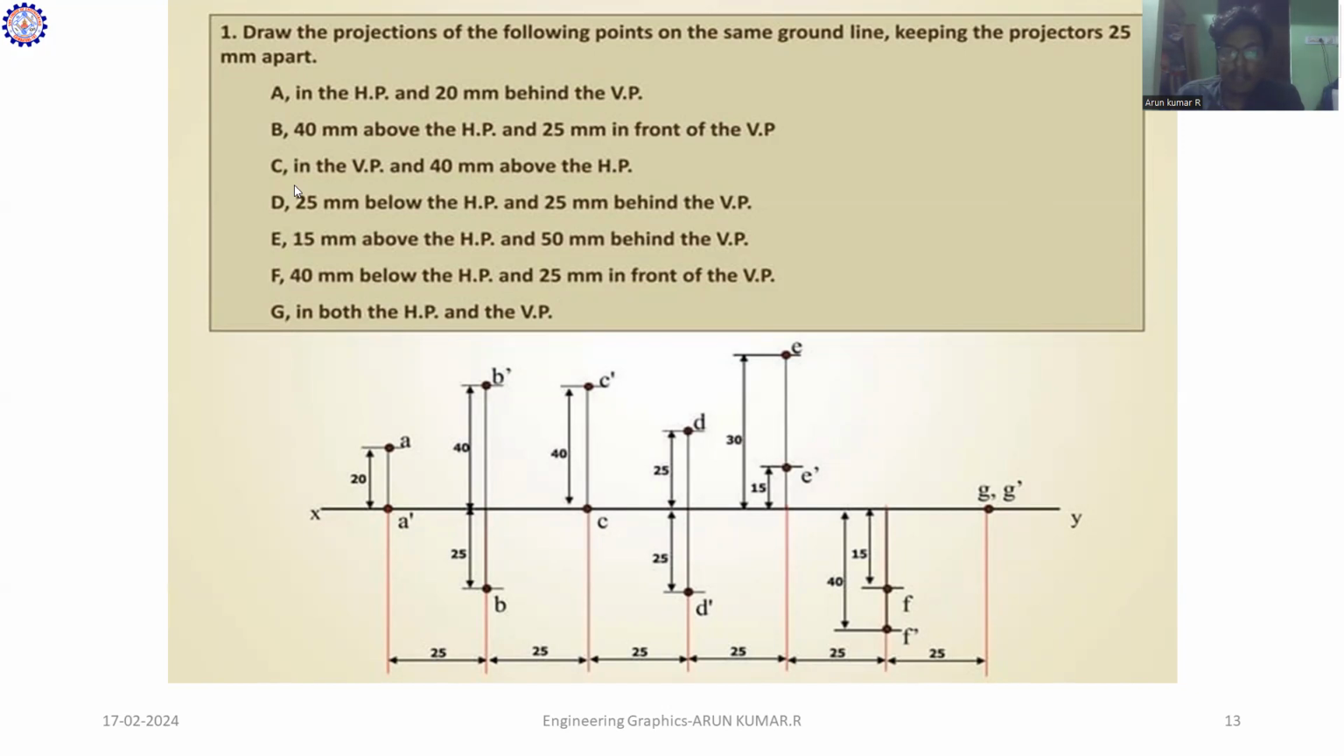Then, since B is 25 mm in front of VP, from the reference line we mark 25 mm as the point b. Similarly, we proceed to draw the points C, D, E below. This is very useful for understanding the projection of points.